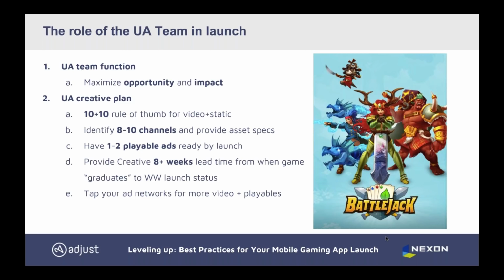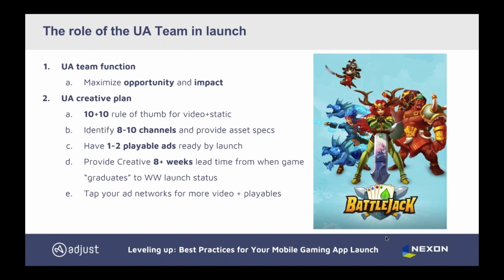Another rule of thumb that we're starting to adopt is making playables just a standard part of the launch process. Battlejack was the first game where we had a playable ready on launch day. Thank you very much to ironSource for being one of our playable partners there. So I would recommend, if you know a game's going to worldwide, definitely start talking to either your internal team if they can make those playables, or to networks like ironSource and some of the others that have in-house teams that can make them.